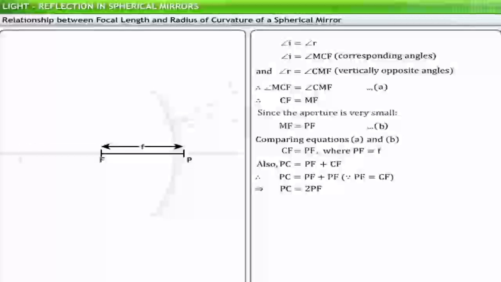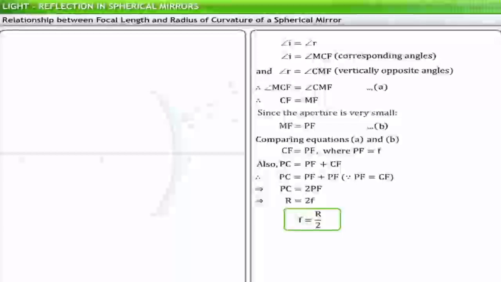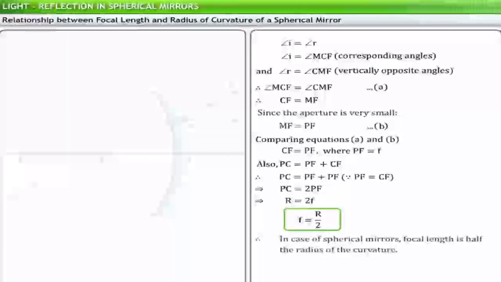But PF is nothing but the focal length of the mirror. Therefore, R is equal to 2F, or F is equal to R divided by 2. Hence, in case of spherical mirrors, the focal length is half the radius of curvature.